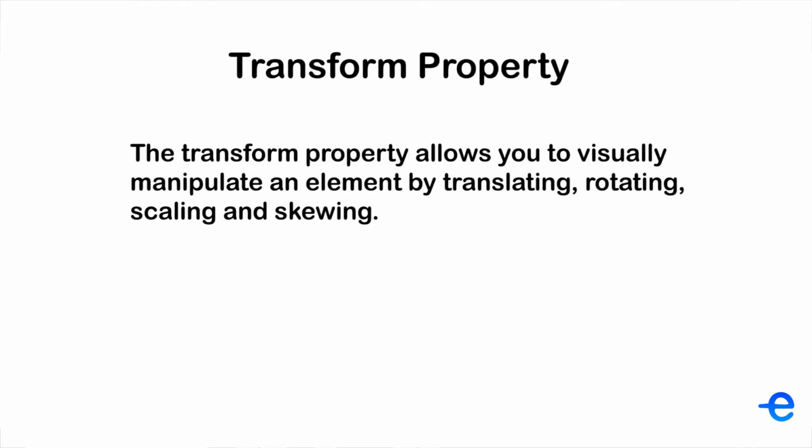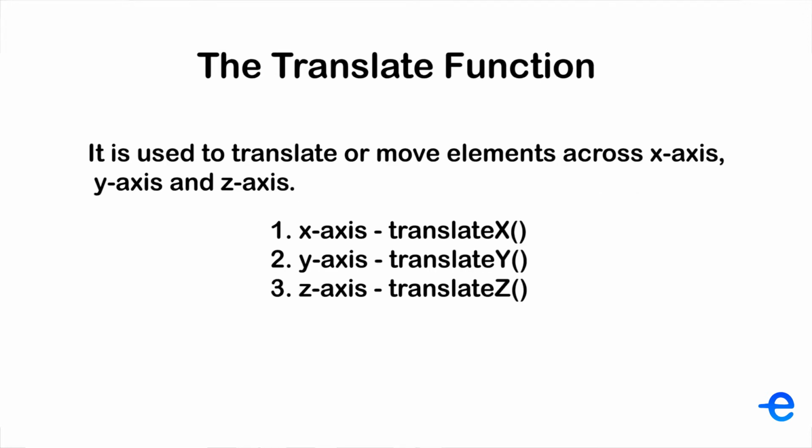In today's video, we will learn about the transform property in CSS. The transform property allows you to visually manipulate an element by translating, rotating, scaling, and skewing. Let's start with the first one, translate. We can translate or move elements across X, Y, and Z axis.